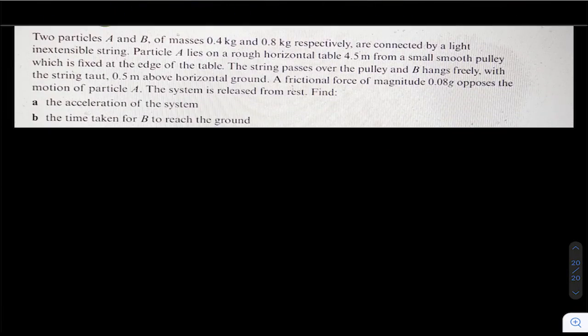Okay, let's look at one more problem. So this is our second problem. Two particles of mass A and B, 0.4 kg and 0.8 kg respectively, are connected by a light inextensible string. Particle A moves on a horizontal plane 4.5 meters from a smooth pulley, which is fixed at the edge of the table. The string passes over the pulley and B hangs freely. The system is released from rest. Find the acceleration. So let's first draw a simple diagram.